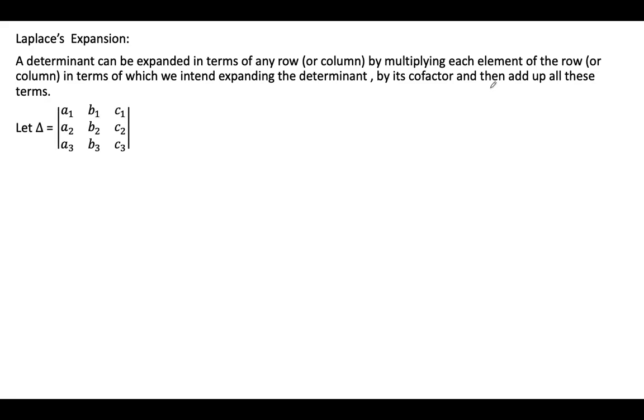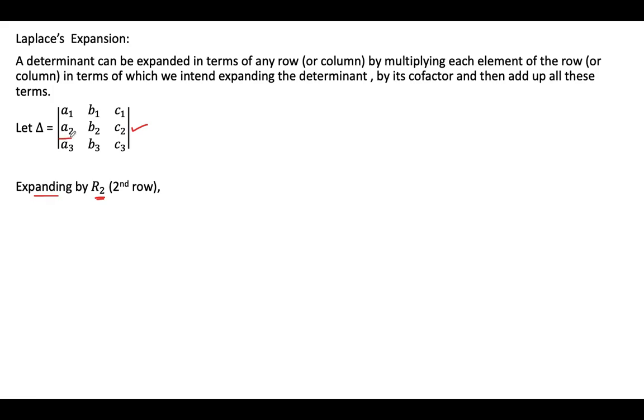Let's see, suppose I want to calculate the determinant of third order here. The elements of this determinant are a1, b1, c1, a2, b2, c2 and a3, b3, c3. Now say by Laplace's expansion, we can find out the value of this determinant by choosing any row or any column of our choice. Let's say I want to calculate the value of this determinant by expanding by R2. Now what do I mean by expanding by R2? I mean to say that we are going to choose the elements here in the second row.